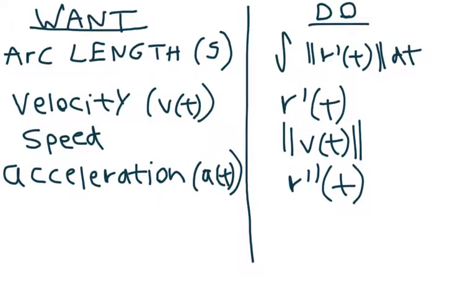Now, what do we want and what do we need to do? If we're asked for the arc length, we're simply going to take the r prime that we found using our vector functions, do the derivative, then calculate the magnitude, and do the integral in terms of t. If we want the velocity, we're simply going to take r prime of t, the derivative. If we want the speed, then we're going to take the magnitude of the velocity. And finally, if we want the acceleration, we're going to take the double derivative of r of t, the r(t) that we found before.